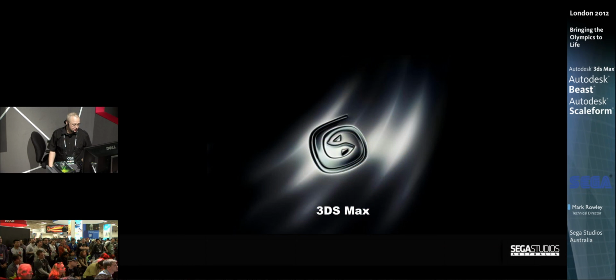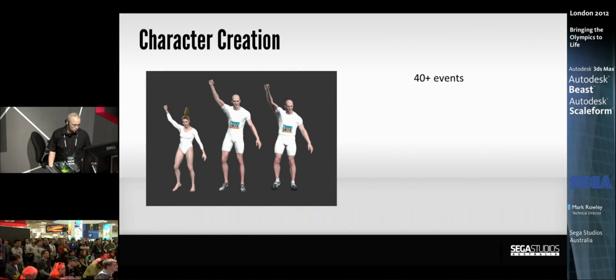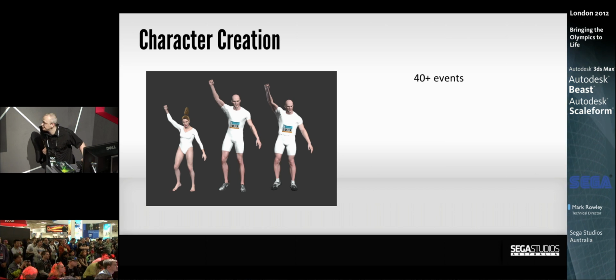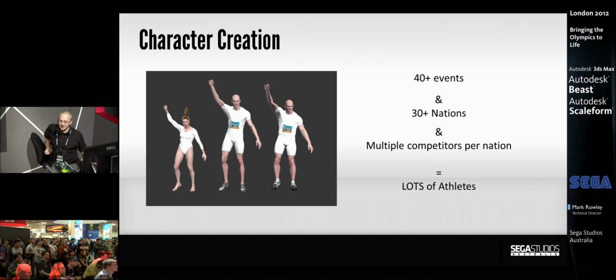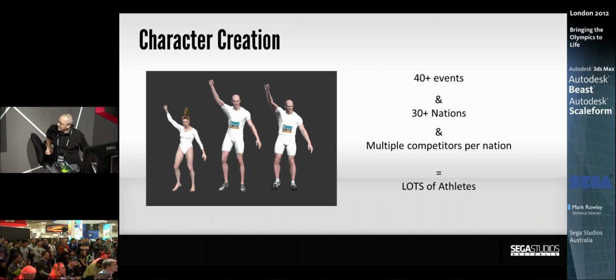So 3ds Max. This is where probably the bulk of our work was done, to be honest. So let's put it in perspective. We've got over 40 events in the game. We've got over 30 nations. We've got multiple competitors per nation. And from a logistics point of view, that's a lot of athletes we've got to create. So we didn't have runtime morph technology, and we didn't have the time to do it. So we had to come up with a clever way to get that amount of content and variation into the game and make it look good.